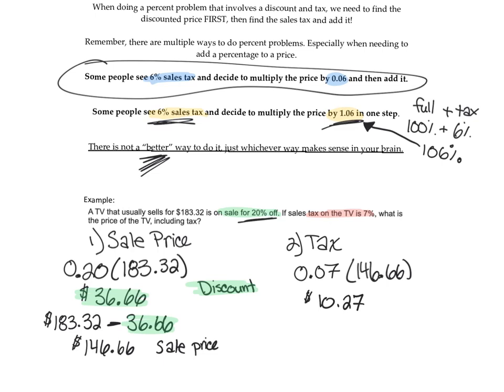Well, the last thing I have to do is take that sale price of $146.66, add in the tax, and that's going to give me my total. So I'm going to use my handy dandy calculator, and that's going to give me my total of $156.93.